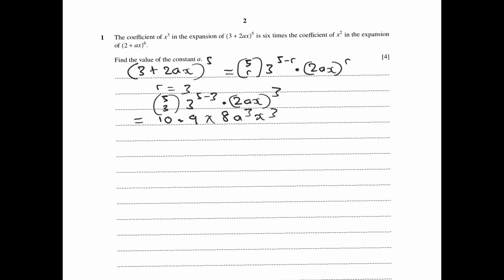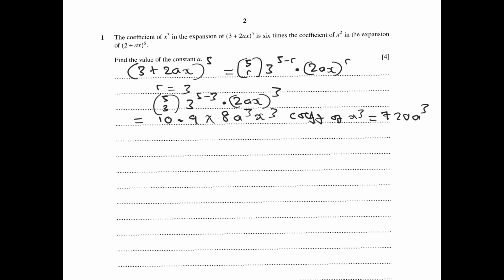All right, so if we are to talk about the coefficient, we only need this part here. So that will give us the coefficient of x cubed. So what then are we saying here? We are saying the coefficient of x cubed will be 10 times 9 times 8, that's 720a cubed. That is the coefficient of x cubed in the expansion of that. All right, and then we move on to getting the coefficient of x squared in the expansion of (2 + ax)^6.